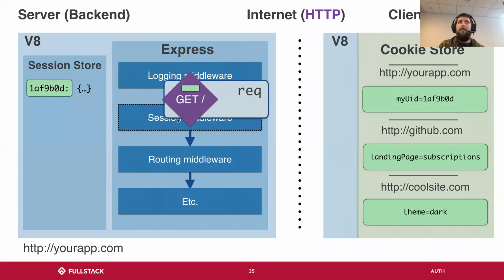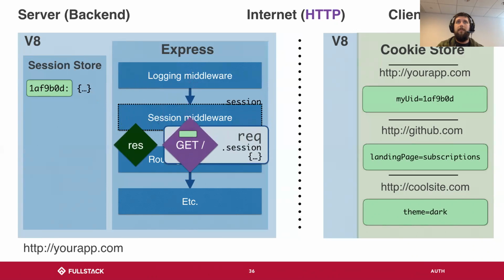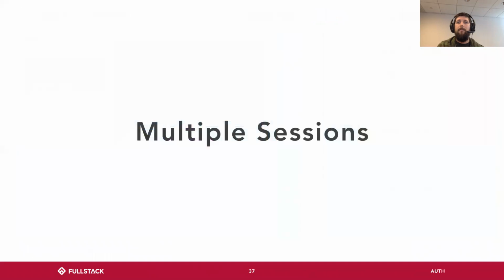So I'll be like, okay, that was 1AF9B0D. Oh, hey, here you are, 1AF9B0D. So I'm going to grab the information stored at that key, and I'm going to attach it onto req.session, this object here, that now any of your downstream application routes can use to remember who we're talking to. So we'll just continue on our way.